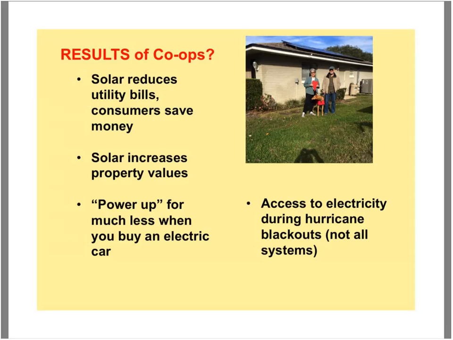So a huge thanks to our partners, and most of all, it has been everyday citizens who have heard about it and said, I need to help. This is something I need to get involved in. This is where I can make a difference. So the result of the co-op is it reduces people's utility bills. That's a picture of Mary DeBoy, her beloved Greyhound, and her wonderful husband, Bob. We have a gazillion pictures of solar panels, but we thought that would be an appropriate one to put here.